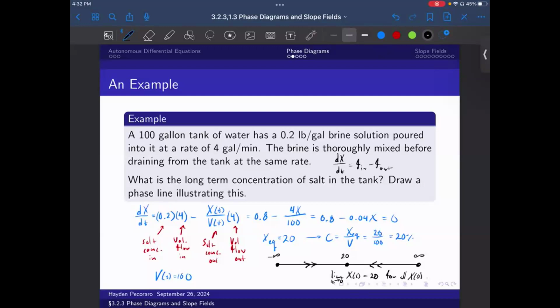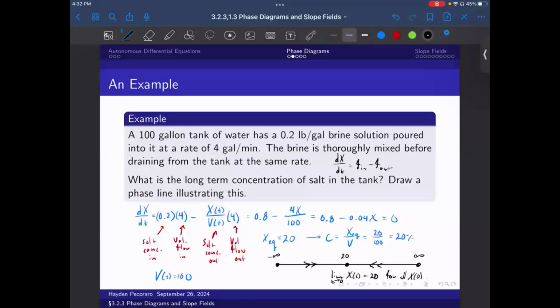Why is it 4x right here? Let's see. Well, that's because in the flow out term, I'm looking at the salt concentration out times the volumetric flow out. So the volumetric flow was the same as the flow in, 4 gallons per minute, same rate. And so I just put a 4 right there. That's where the 4 comes from. And the x comes from thinking of this as the concentration.